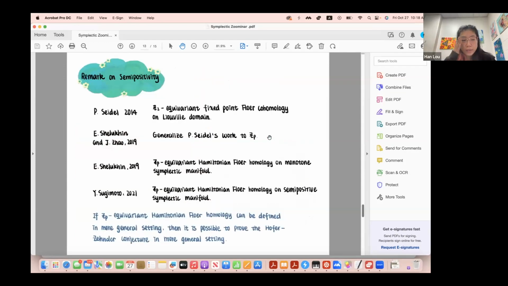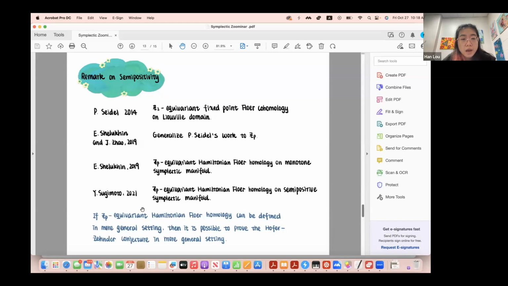Okay. So now I will make some remarks about the future work. So first, in 2014, Seidel defined the Z_2 equivariant fixed point Floer cohomology on Liouville domains. And then in 2019, Shelukhin and Zhao generalized Seidel's work to Z_p. And in 2019, Shelukhin defined the Z_p equivariant Hamiltonian Floer homology on monotone symplectic manifolds. And in 2021, Sugimoto defined the Z_p equivariant Hamiltonian Floer homology on semi-positive symplectic manifolds.